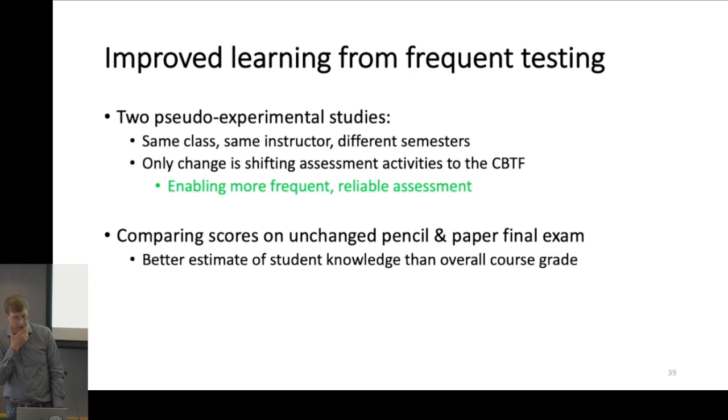So we have 2 quasi-experimental studies that were done. Faculty, the semester before they joined the CBTF, had a final exam. We looked at the results, and then they adopted the CBTF. They made changes to their class, but the only changes they made were related to the CBTF. So it's the same instructor. It says different semesters, but it was fall against fall or spring against spring, and they basically just shifted some of the assessment activities to the CBTF. So it either made the assessment more frequent or more reliable, and I'll explain what that means in a second.